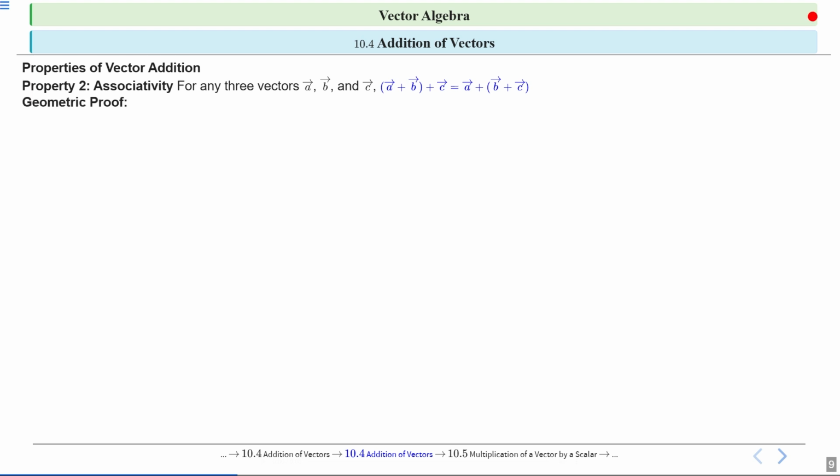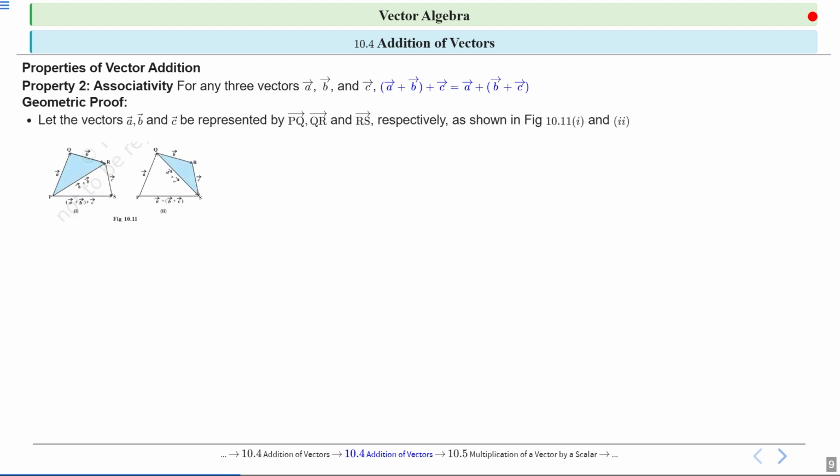Now we'll look at the geometric proof to better understand this property. Geometric proof helps us visualize and confirm the mathematical properties using diagrams and spatial reasoning, right? So consider three vectors represented by segments PQ, QR, and RS. These segments correspond to vectors a vector, b vector, and c vector respectively. This setup will help us visualize the addition of these vectors in a geometric context.